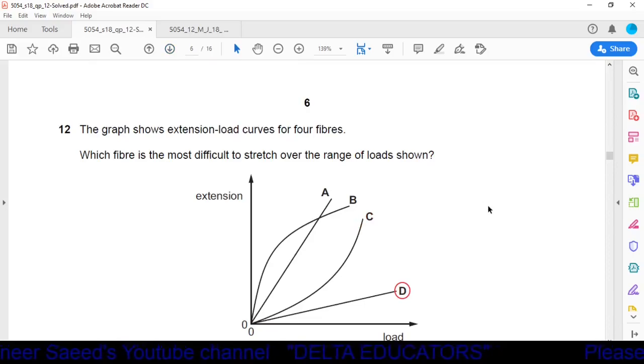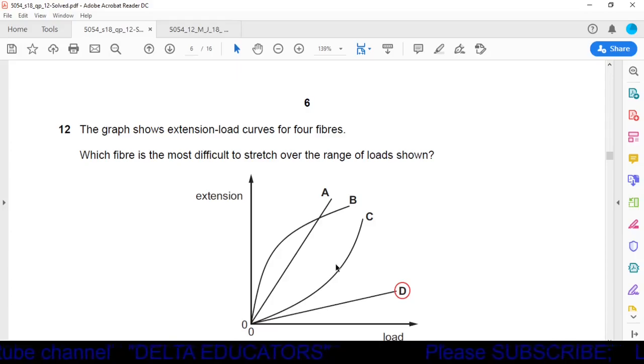Okay, next question, question number 12. The graph shows extension load curve of 4 fibers. Which fiber is the most difficult to stretch over the range of loads shown? Here on the x-axis there is load, on the y-axis there is extension, and we have plotted some graph between load and extension.